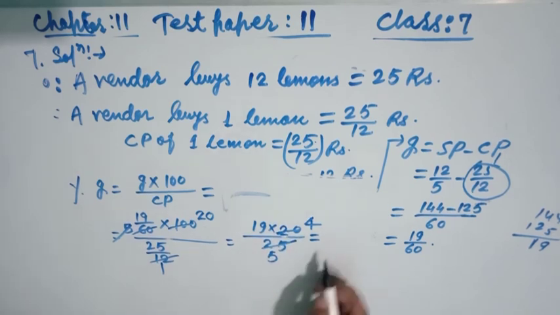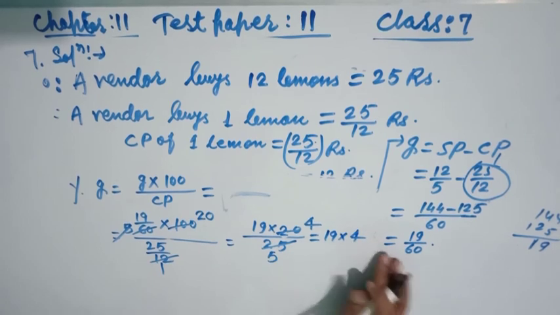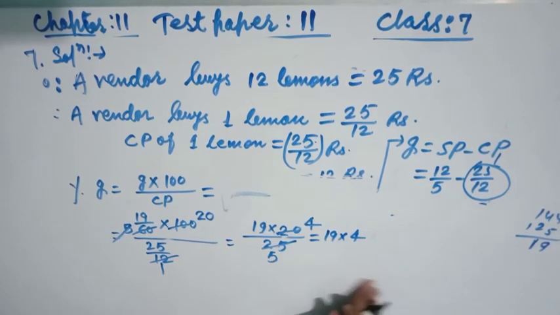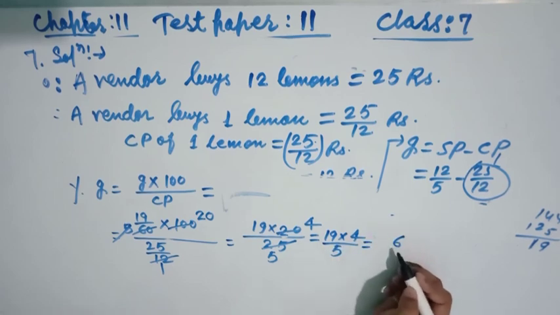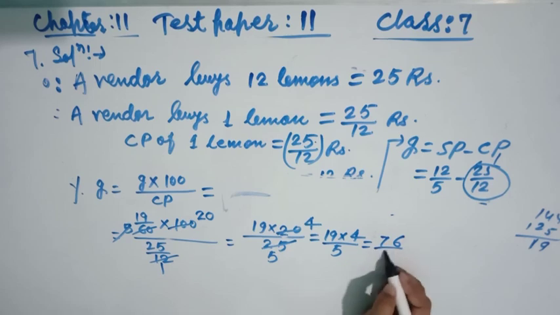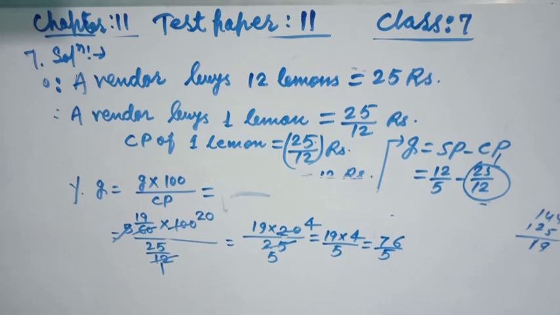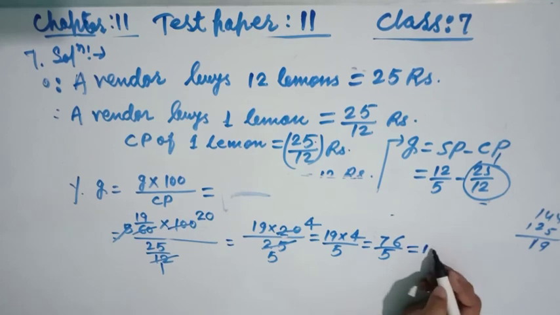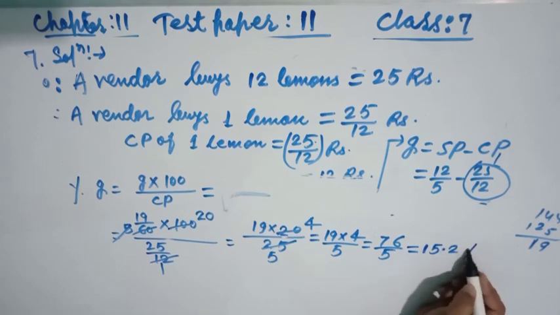Now multiplying, here 19 multiplied by 4 is 76, divided by 5. Now 5 goes into 76 fifteen times, friends, 5 fives are 25, and 5 twos are 10. So this is 15.2%. C is the correct option.